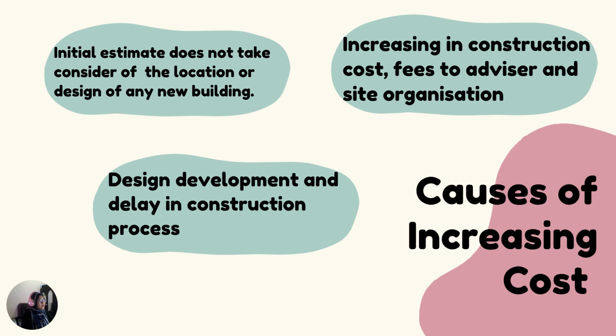Next, additional complexity of the approved design compared to the original design of the building. Other than that, an increase of fees to advisors and site organization, which cost £58 million, which is also 16% of the project cost. Extra costs also arise from prolongation, delay, and disruption. Prolongation costs are the extra costs of doing the same amount of work over a longer period of time.